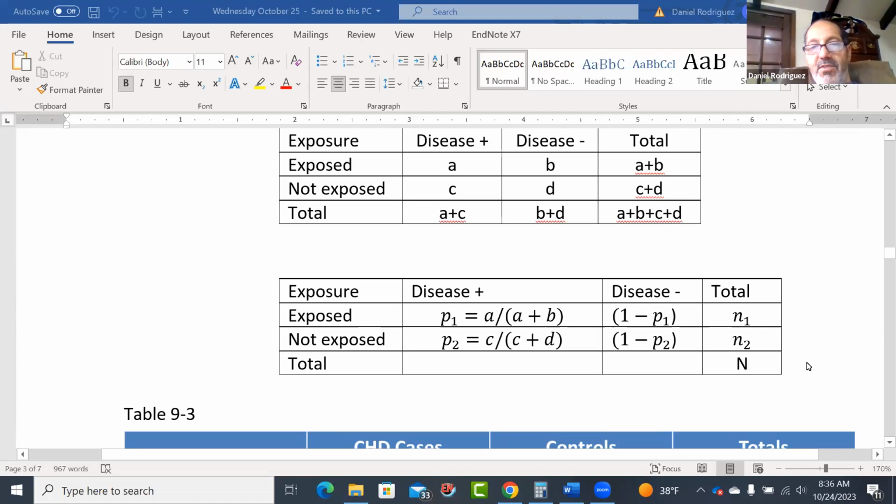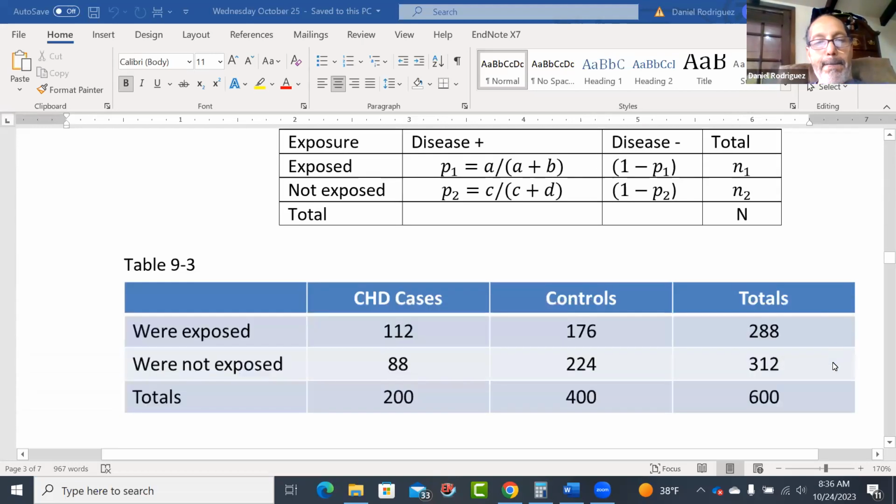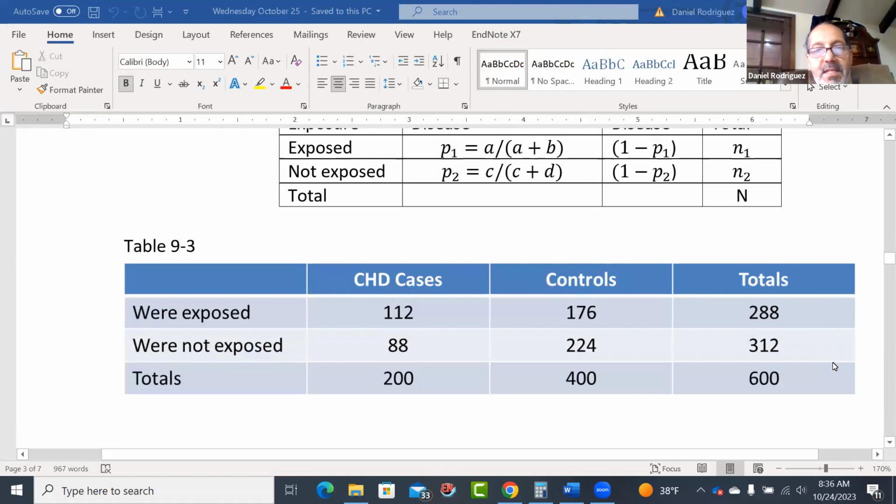Okay, so this is what we had. This is basically showing you what the P1 and the P2 are. So this is the same thing that we did before in that earlier table, but it's just outlining everything for you here, okay? All right, let's go here.